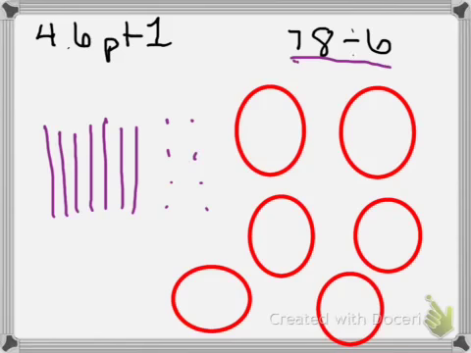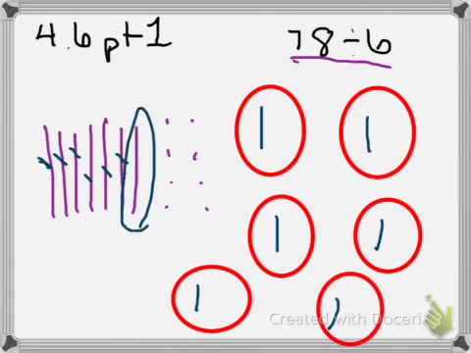Okay. What we're going to start by doing is putting each of the rods into a circle. So I'm going to go 1, 2, 3, 4, 5, 6. And I'm going to cross off all 6 of those that I've used so I know I've used them. Now, you'll notice I'm left with this 1 rod. I can't put that 1 rod equally between all 6 of the circles. So I have to exchange that rod for 10 ones.